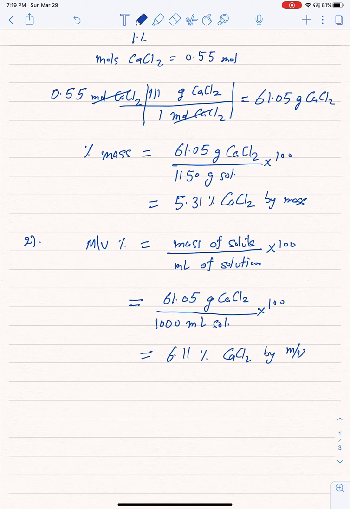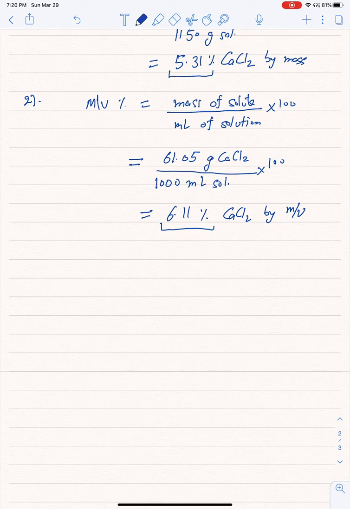Now, the mass percent and your mass volume percent are close to one another. The mass percent was 5.31% and your mass volume percent is 6.11%. They're usually close to one another, and they would be equal if the solution is very dilute. But in this case, the solution is not very dilute and has a density over 1, so that's why they're not the same.